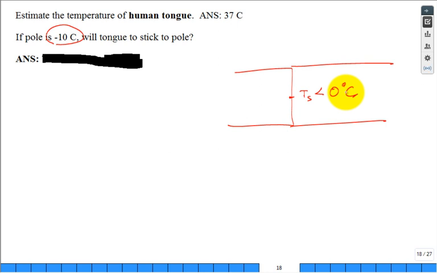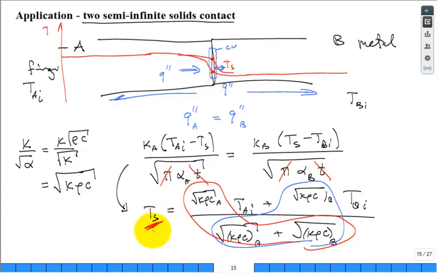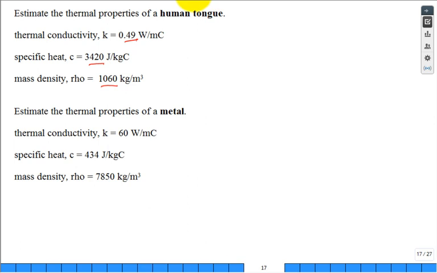That's right. So if you did this for the tongue and the properties I've shown, it's -6. Again, it's just the equations we just showed. It's just this right here, that surface temperature. I put in the 37, we put in the -10, but that weighting makes it go much closer to the metal. Hence, you get it frozen. Look at the thermal conductivity of the tongue. Look at the thermal conductivity of the metal. That's a factor of about 120.